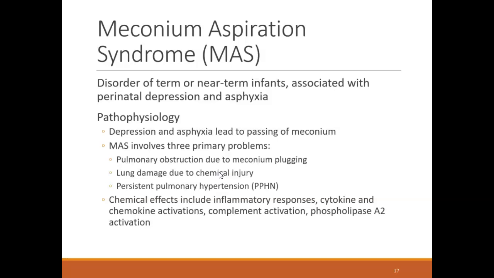Anytime we aspirate anything, you learned this back in disease about aspiration pneumonia, that's bad news for the patient. It's going to cause a chemical injury to the lung and inflammation. These babies are also at really high risk for developing PPHN. A lot of meconium babies can end up on ECMO because of that pulmonary hypertension, and that's just due to the hypoxemia at delivery that causes the increase in pulmonary vascular resistance and PPHN.